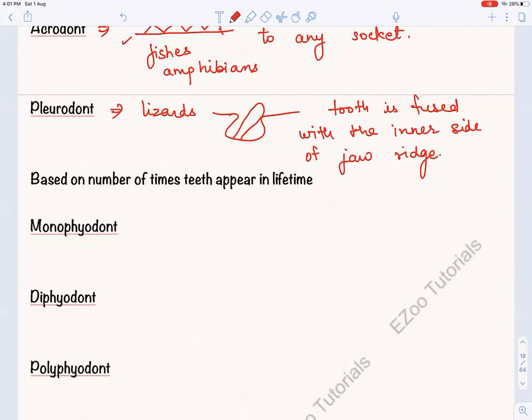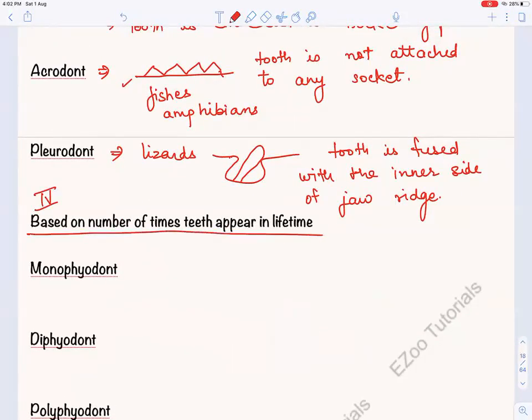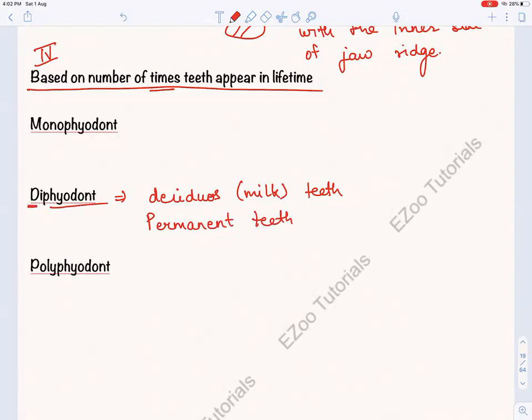So now the fourth classification is based on the number of times teeth appear. You know that in our case, we have milk teeth, and then we have the permanent teeth, right? So we have the diphyodont condition because we have deciduous teeth or the milk teeth, and then we have the permanent teeth. So how many times is it appearing? It is appearing 2 times. So diphyodont.